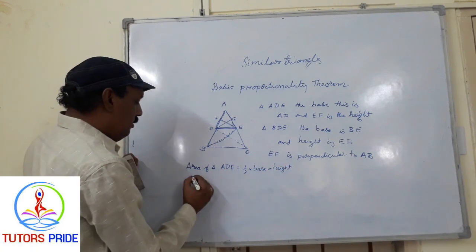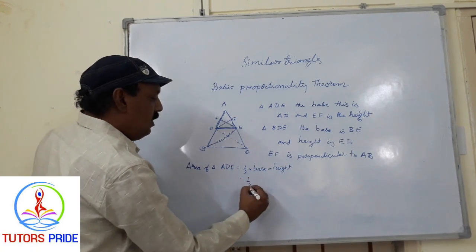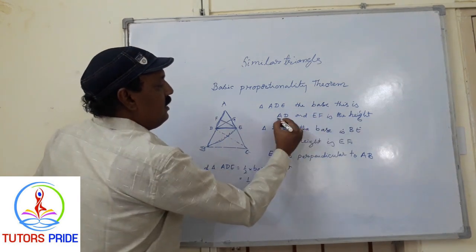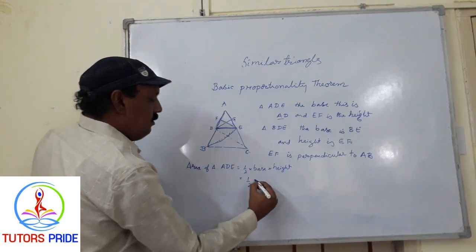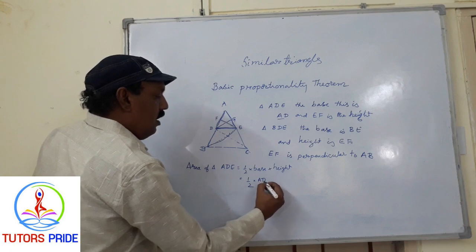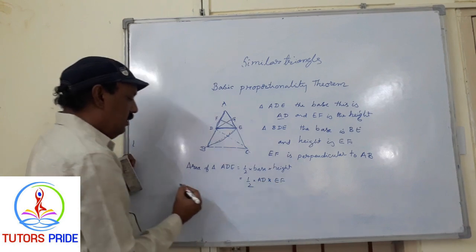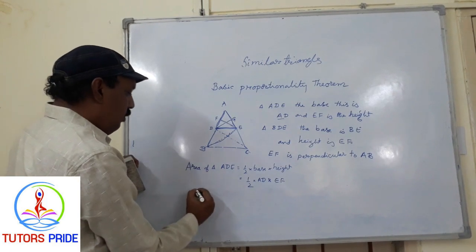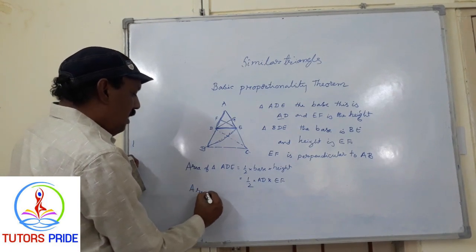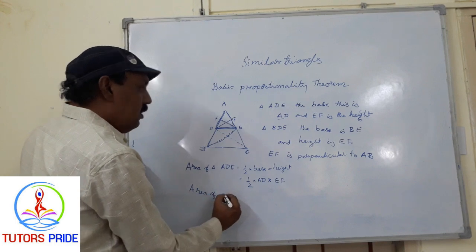In this case, half and base we already discussed. AD is the base and the height is EF. EF is the height. And I am going to calculate another one: the area of the triangle BDE.